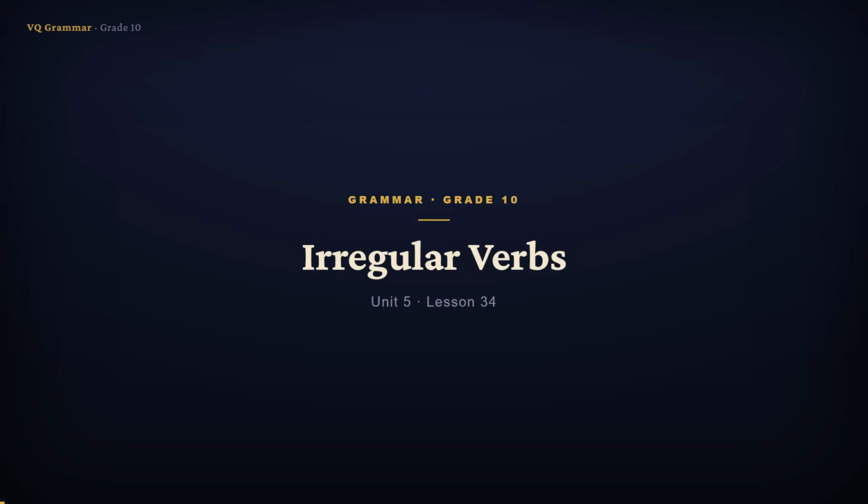This is Unit 5, Lesson 34, and today we take on the verbs that refuse to follow the rules, irregular verbs. Last lesson, regular verbs made life simple. You just added ed. Today's verbs don't do that. They change shape in their own stubborn ways, and you have to know those shapes. But don't worry, they travel in families, and once you meet the families, they get a whole lot friendlier.